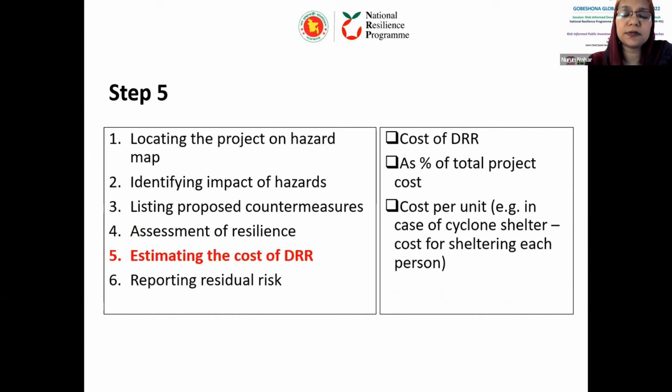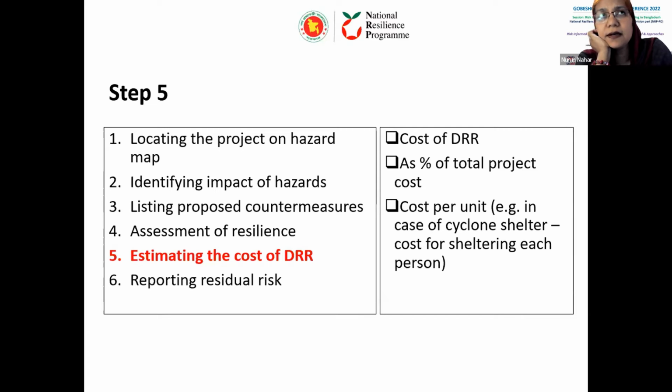And this is the most important, difficult part, the costing of the DRR, because that will actually define the risk-informed project, the size of the project. And after selecting the best option, there may be different options, after selecting the best option of the DRR, we have to have that cost and understand how much it is of the total cost of the project, and also cost per unit and things like that.